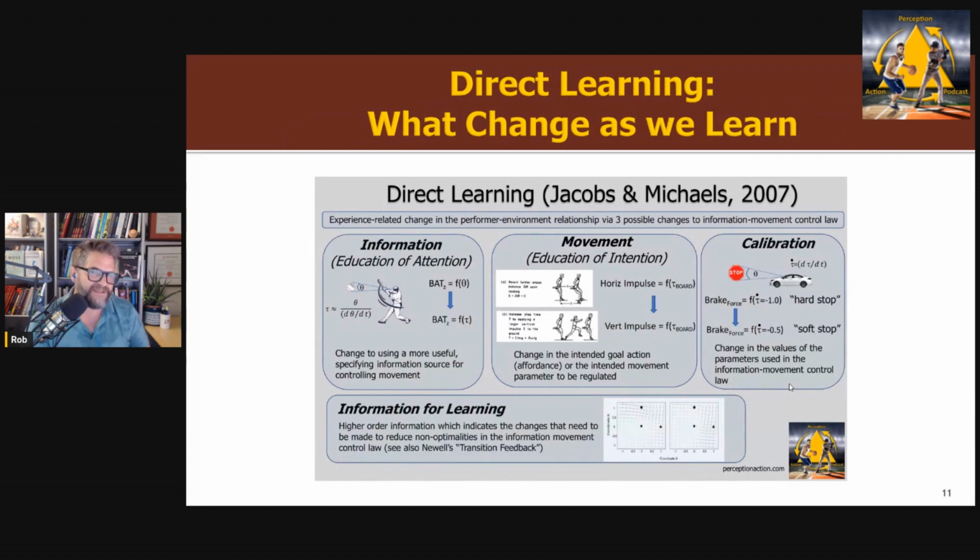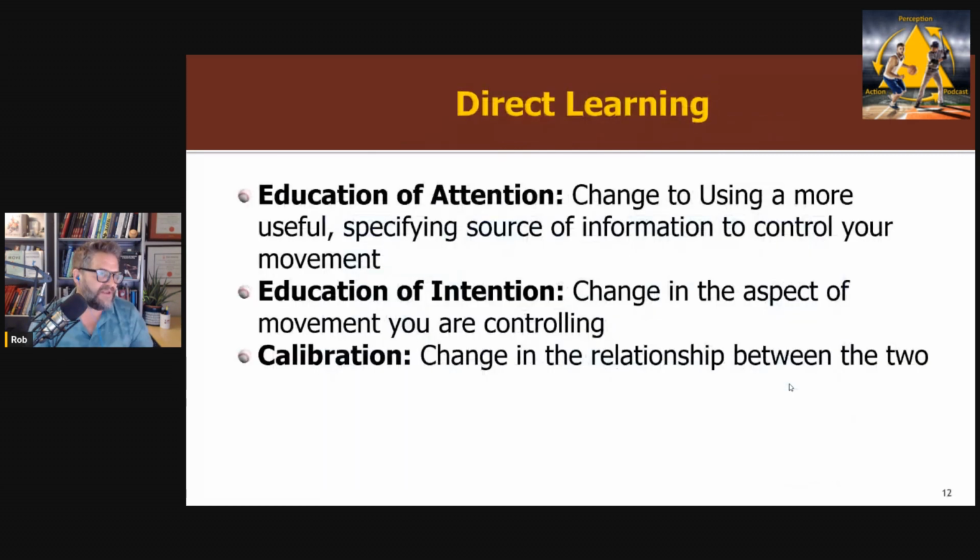And this happens in three ways. These changes, they're covered in the theory of direct learning. We're going to change the information we use, which is called the education of attention. We're going to change what aspect of movement we control, which is called education of intention. And we're going to train the relationship between the two of them, which is calibration. Right? So those are the three things that we think we have to change about this relationship. And how we become a good problem solver is by being able to do these to satisfy the current constraints.